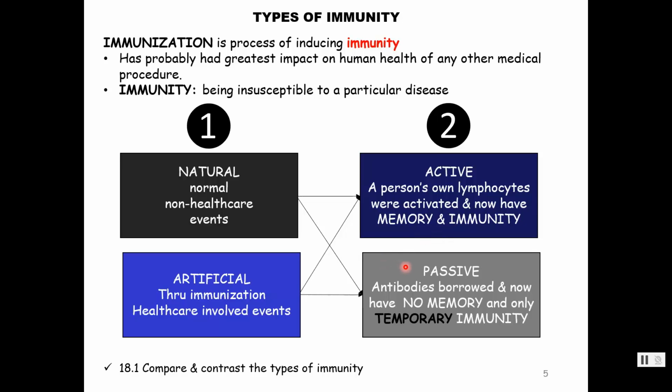The other type of immunity is going to be passive immunity. That word implies there's no activity there. That means that person's immune system did not mount the response, meaning those antibodies were borrowed. And since they were never responding to an antigen, they do not have memory. So passive immunity, the big thing you need to remember about that is it's temporary immunity. It's only going to last as long as those antibodies are in someone's body.